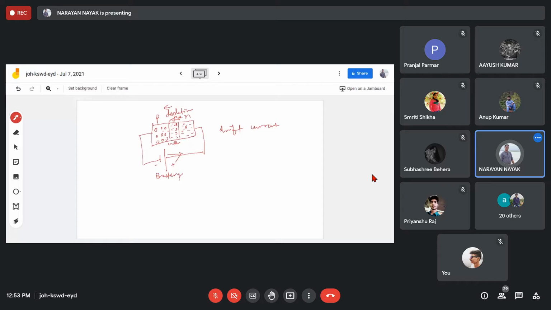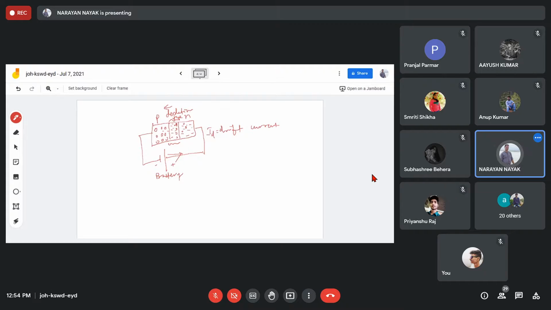What you understood is that whenever the PN diode is in reverse bias condition and you supply the voltage, thermally generated electron-hole pairs are produced at the depletion region. Due to these, some current will flow. That current is called drift current, denoted ID. So what will happen there?